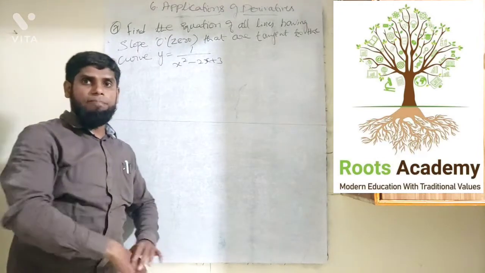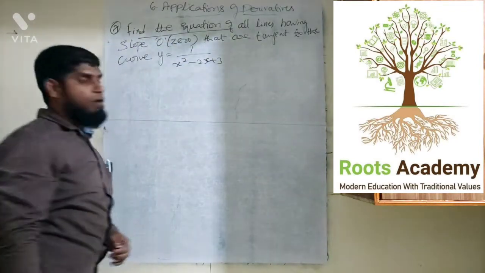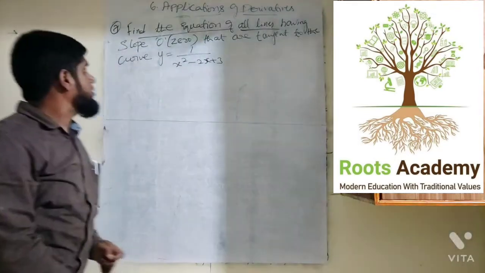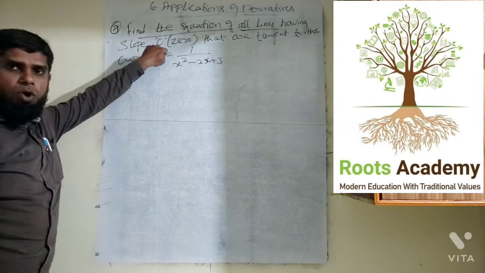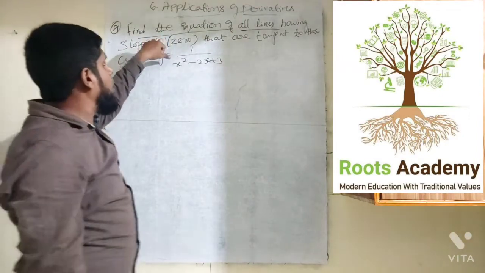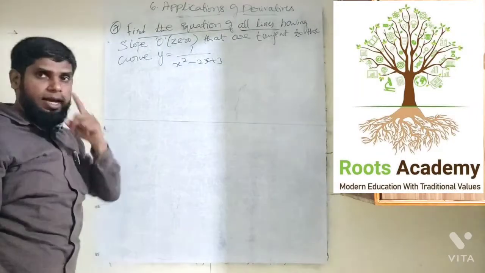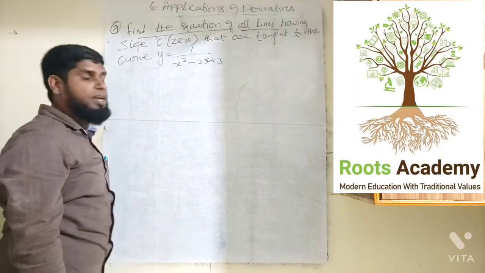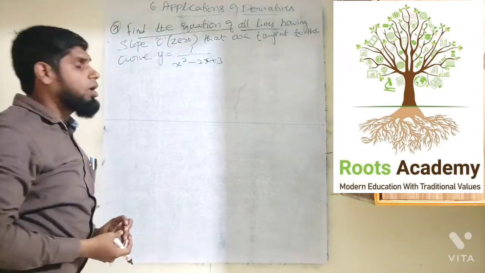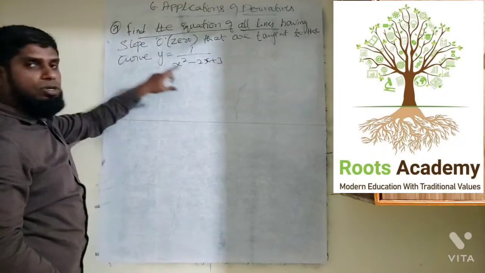The question in this problem is asking us to find the equation of all lines having the slope 0, and all those lines are tangents to the curve. We should find the equation of lines whose slopes are 0, but which are tangent to this curve.